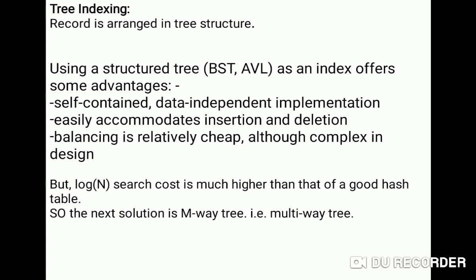Then last one is tree indexing. In tree indexing, records are arranged in tree structure. Okay, so using it we have some advantages. What advantages? As the structured tree like BST and AVL, it offers you indexing. So they are data independent, self contained, then easily accommodates insertion and deletion. We have to balance the tree in AVL, right? So that balancing is relatively cheap, although it is complex, but the cost required is cheap. It is design wise complex, but calculating efforts are low.